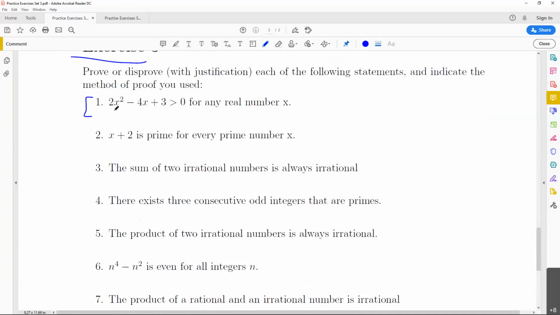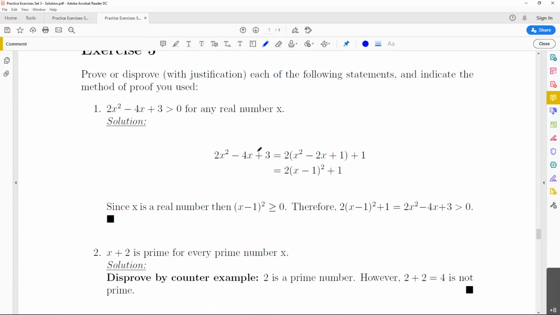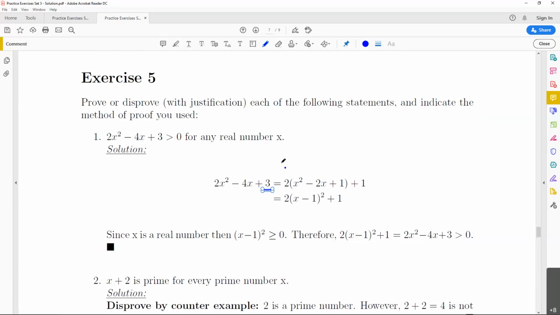Part one. 2x squared minus 4x plus 3 is positive for any real x. How can we know that? We also have to take this. So you take two in common, you're left with x squared minus 2x plus 1. How? Just split the 3 into plus 2 and plus 1. But x squared minus 2x plus 1, identity, you can get x minus 1 squared. This is always positive because x is an integer. Or in this case, x is a real number. So you get 2 times something that's positive plus 1. This is always going to be positive. So let's say direct proof.